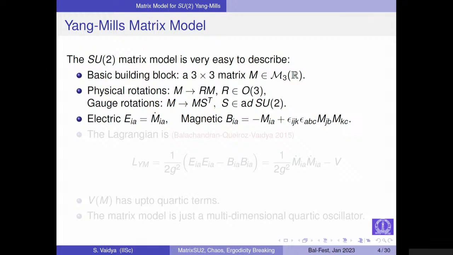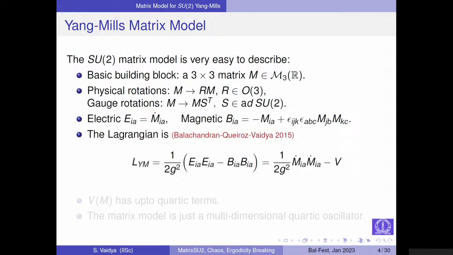And in terms of this matrix M, we can define an electric field, which is just M dot, and a magnetic field, which is linear in M and quadratic in M. There is a certain history behind why the magnetic field is defined like this. A telegraphic answer to that is that this magnetic field is nothing but the pullback of the Maurer-Cartan form to an underlying S3 on which the matrix model has been constructed.